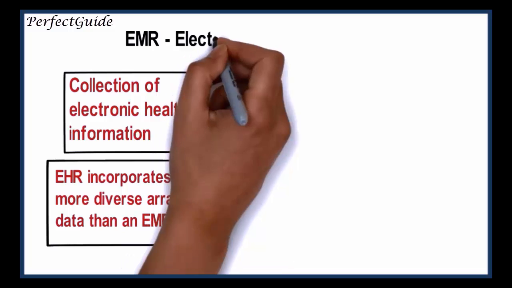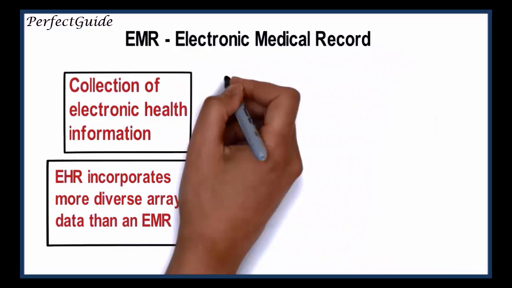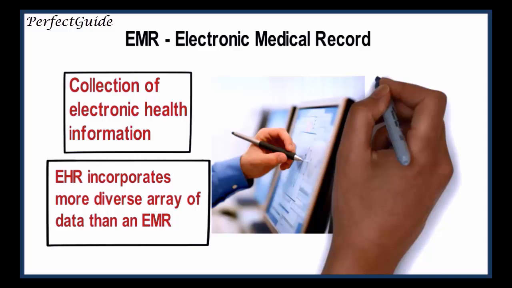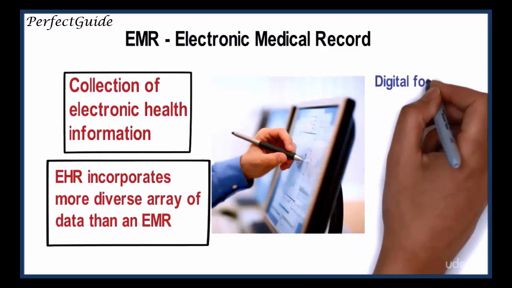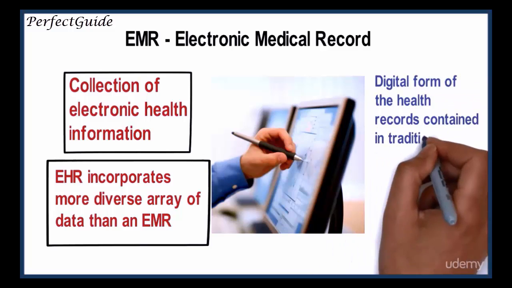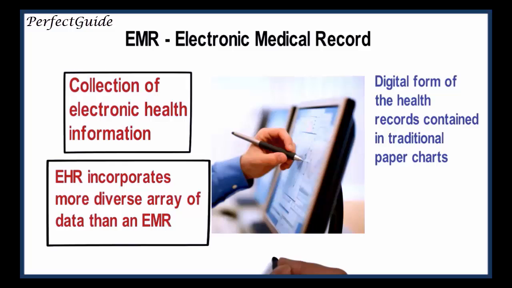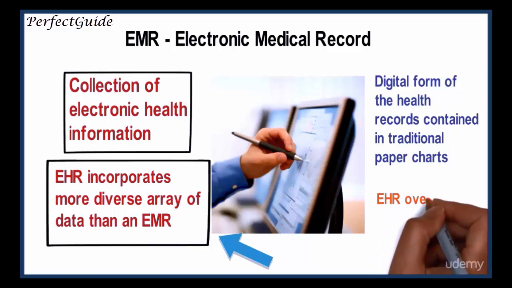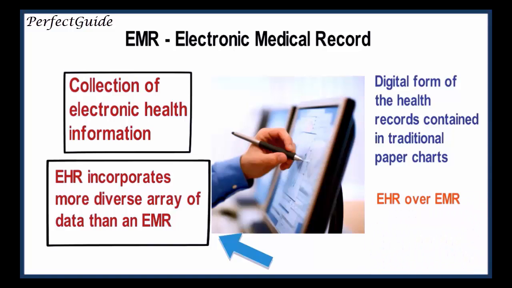An EMR is an electronic medical record. An EMR is a collection of electronic health information about individual patients or populations of patients. It essentially represents a digital form of the health records contained in traditional paper charts. The term is often used interchangeably with EHR, but in the strictest sense, an EHR incorporates a more diverse array of data than an EMR. Again, most professionals now prefer the term EHR over EMR.